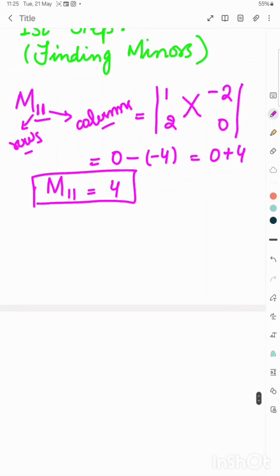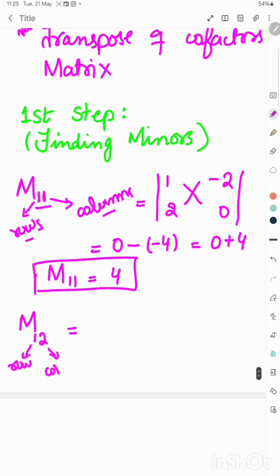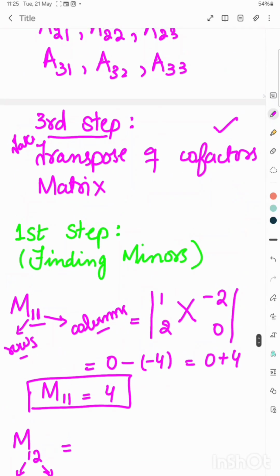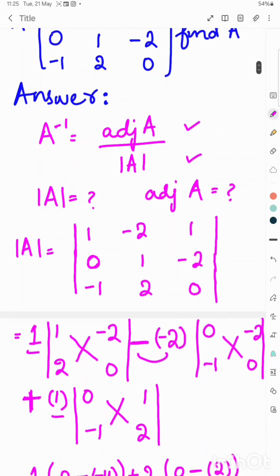As you know, the second minor is M12. So what does M12 mean here? 1 shows the row and 2 shows the column. So it means now I have to eliminate the first row and second column. So I will eliminate the first row and second column of the given matrix. What remains is 0, minus 2, minus 1, 0.